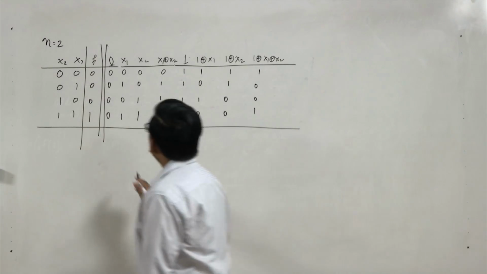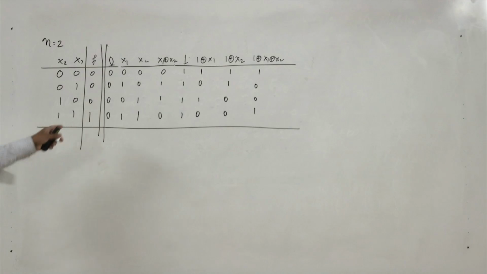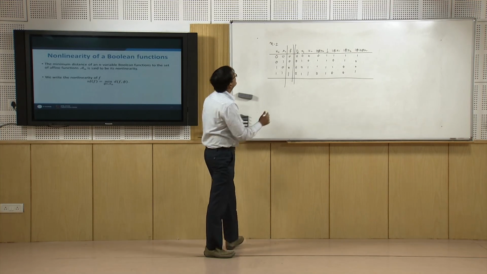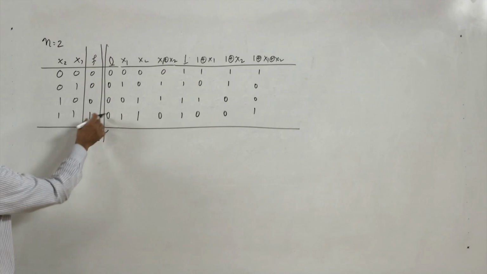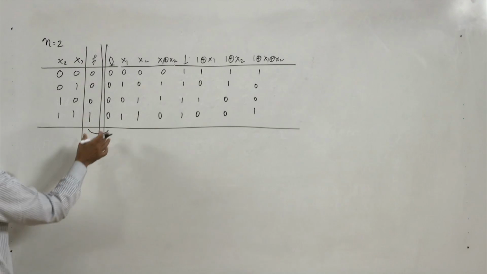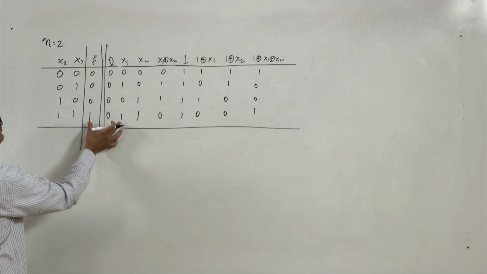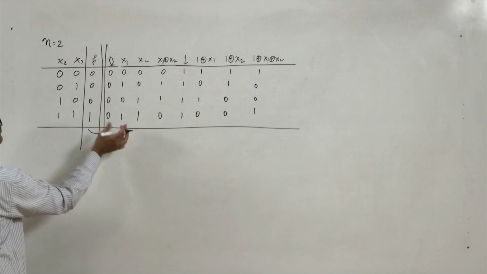Now, I have to compare this function with all these functions and check the distance. Here the distance is 1 because it differs only in one place, and now see that, for example, here the distance is again 1.